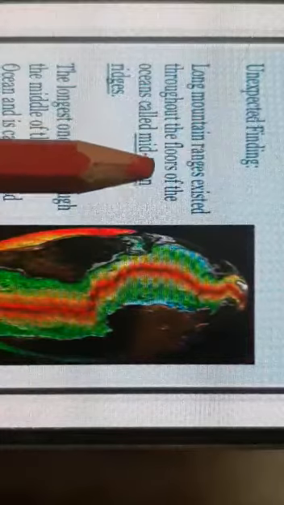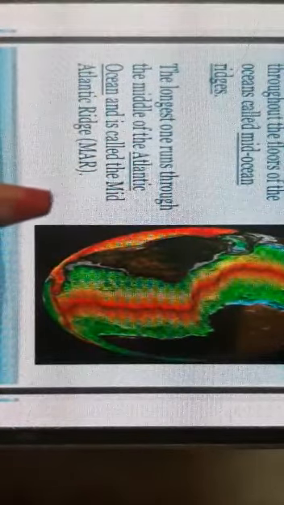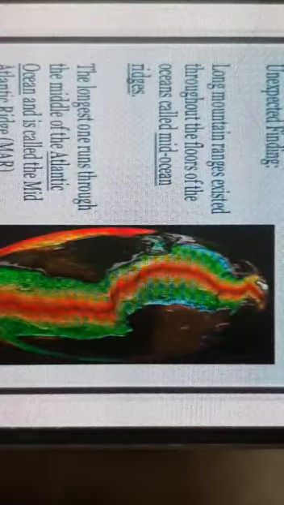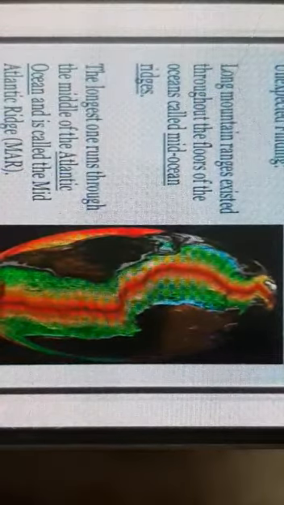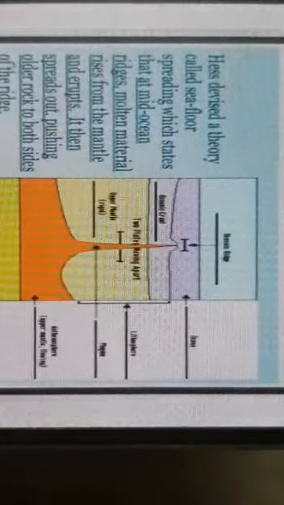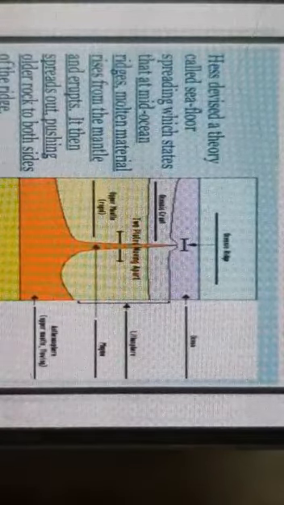By studying all these facts, Hess concluded that long mountain ranges exist throughout the floor of the ocean, called mid-oceanic ridges. The longest one runs through the middle of the Atlantic Ocean, and it is called the Mid-Oceanic Ridge, or Mid-Atlantic Ridge, because it exists in the middle of the ocean. So he devised a theory called the seafloor spreading theory.